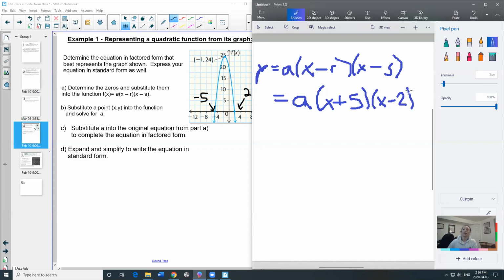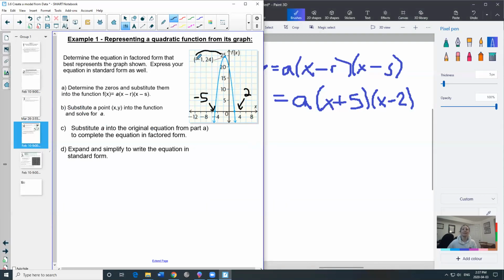Okay. So now I've got the start of this quadratic. This is good. I've got a good chunk of it done. The only thing I don't know is this a value. So I'm going to pick any other point up here. So step B, or part B, is to substitute any point you want into the function in order to figure out what a is. They gave me a beautiful vertex. I'm going to use the vertex, (negative 1, 24), in order to figure out what my a value is.